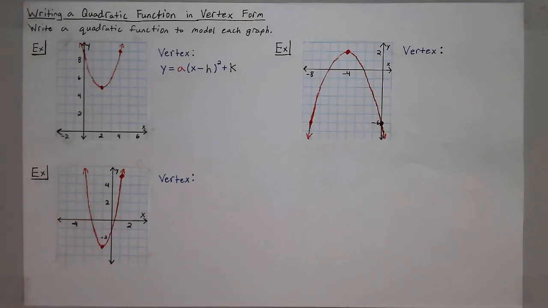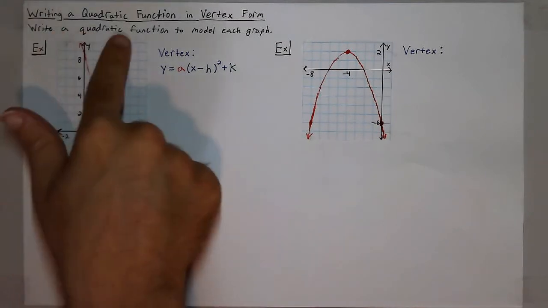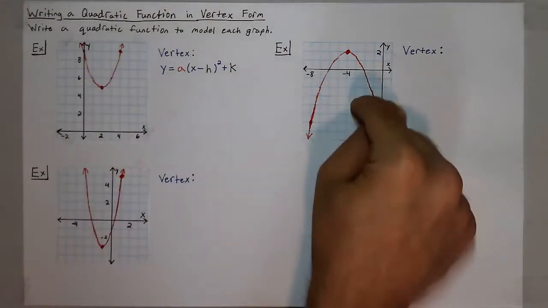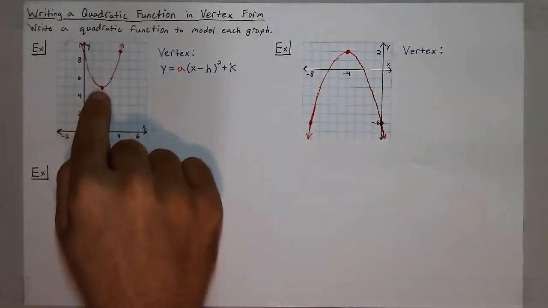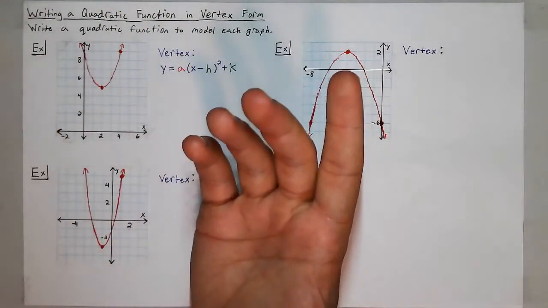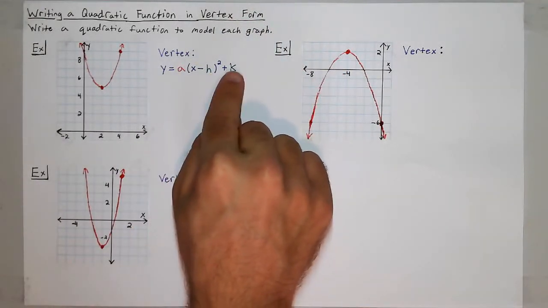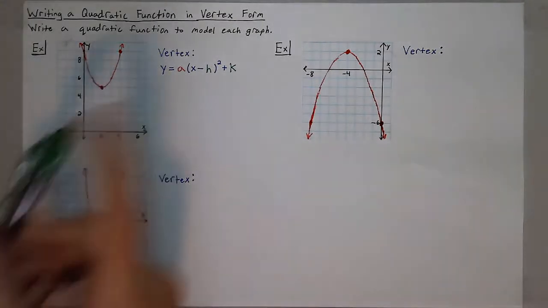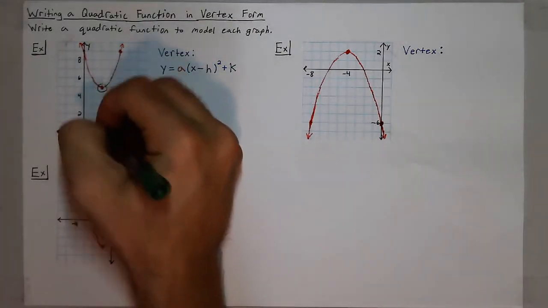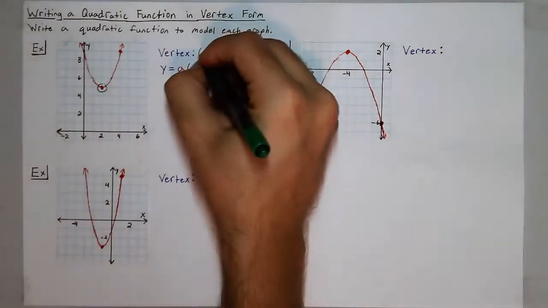In this video, we are going to learn how to write a quadratic function in vertex form. So the instructions here say we need to write a quadratic function to model each of these graphs. But the way you start is first by identifying the vertex, since that makes up two of the variables in your vertex form. So the vertex, which is located here, is at 2, 5 for this problem.